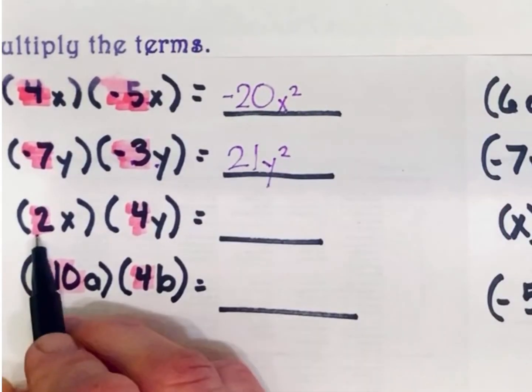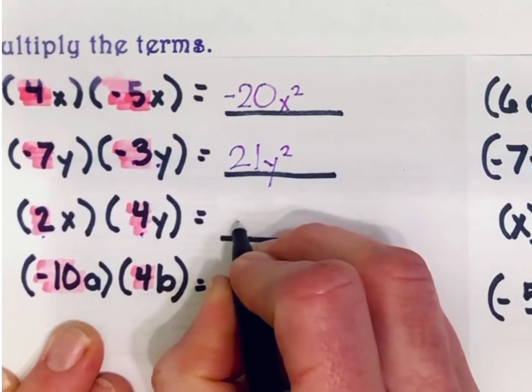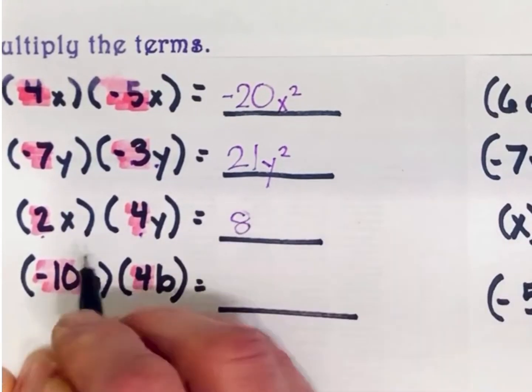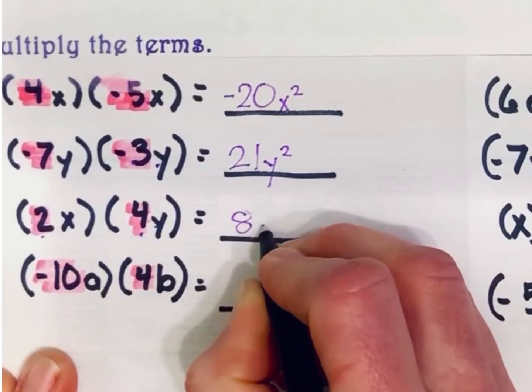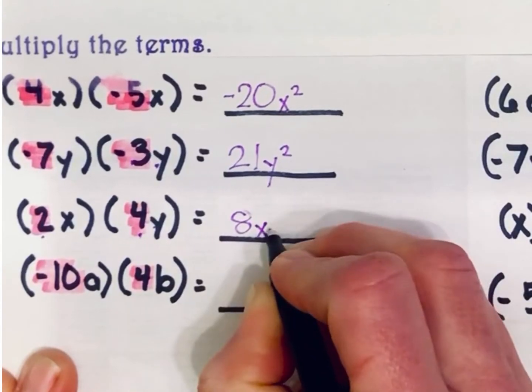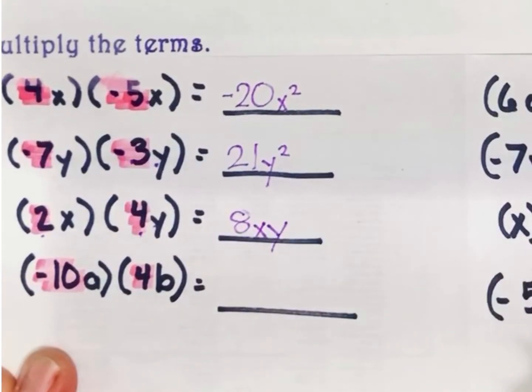Next, you have 2 positive numbers. That's easy. 2 times 4 is 8. Then you have x times y, which is simple. You write x times y since you don't need any exponents.